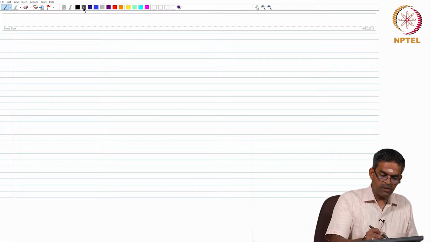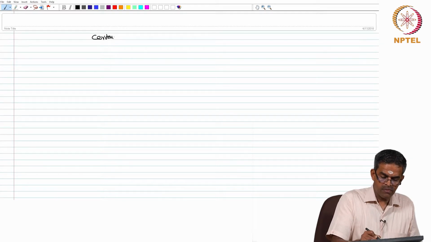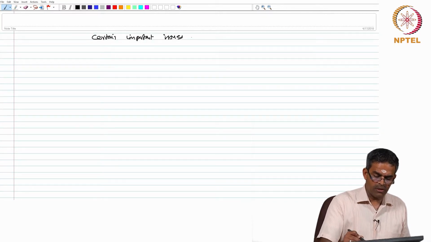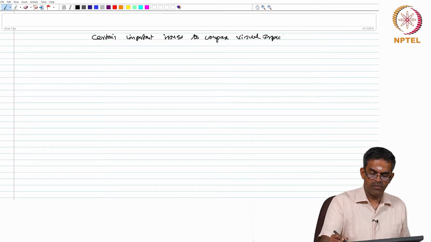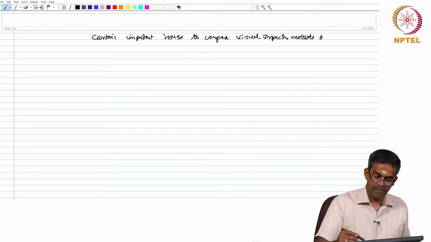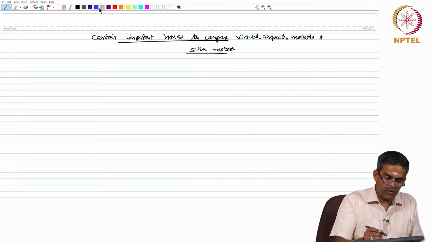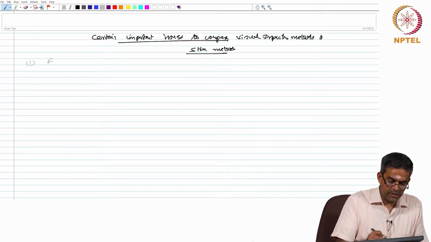Let us pick up certain important issues. The ones which we discussed earlier were general issues. Now, certain important issues to compare visual inspection methods and structural health monitoring methods. Let us try to take some critical issues and compare them. The first issue which requires comparison is functionality.